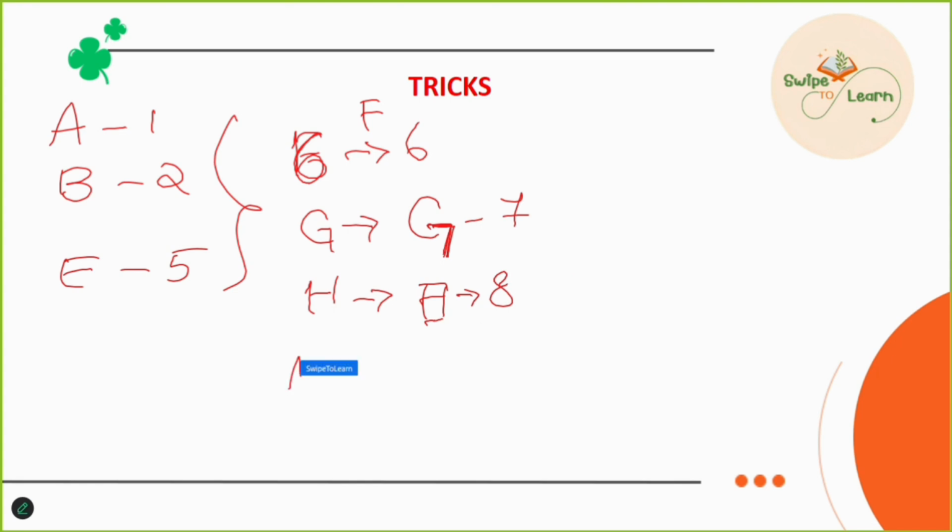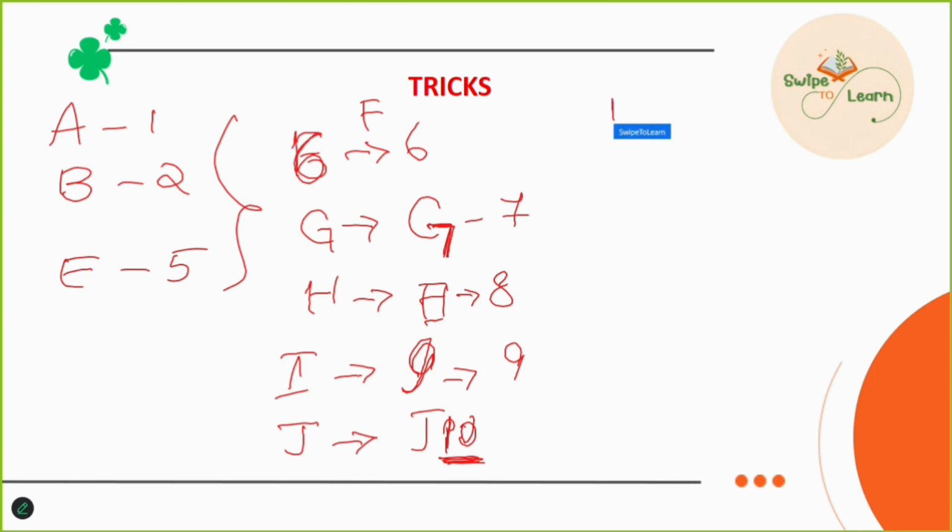And next, I. If I write I in cursive, how will I write? I write I like this. That is simply like 9. So I has a number of 9. And J. For J, you can easily remember that Geo, right? Geo. So that means 10. J has a number of 10.